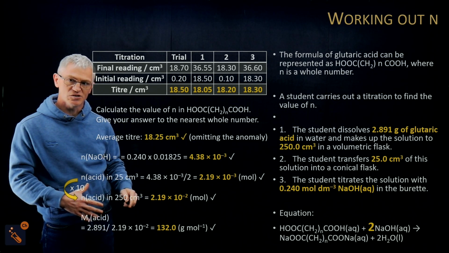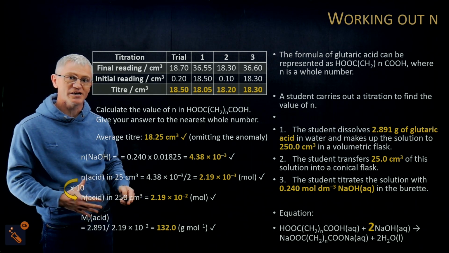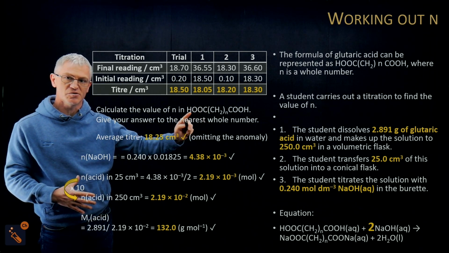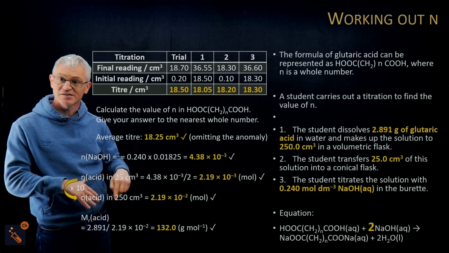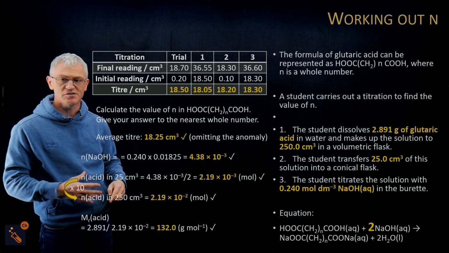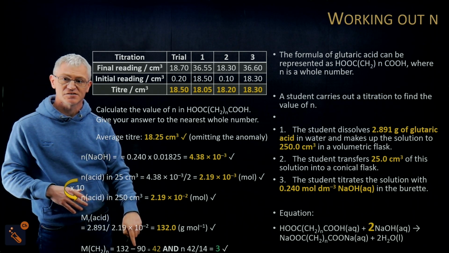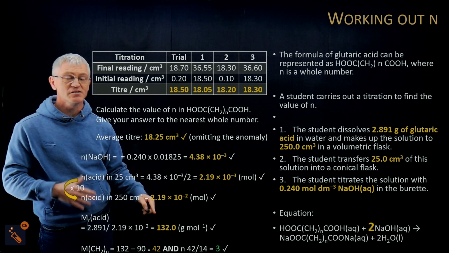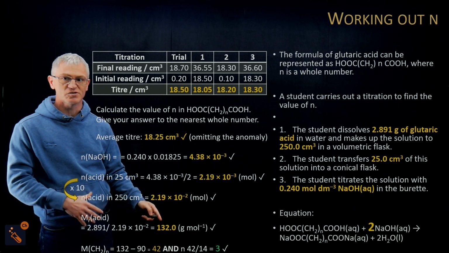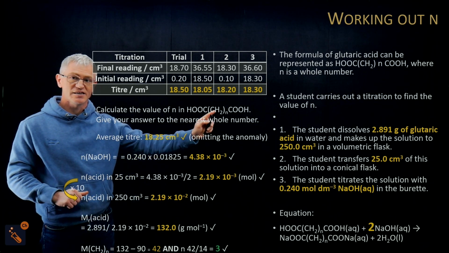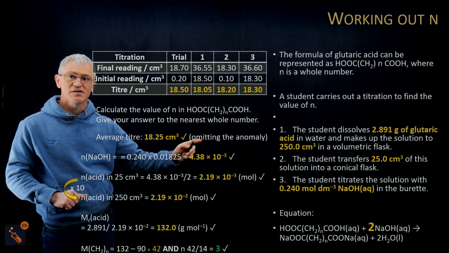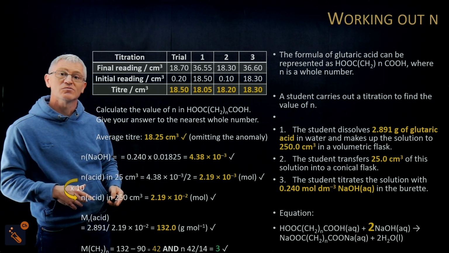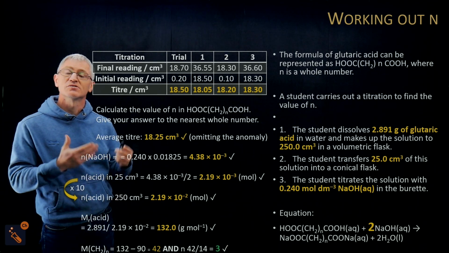Because it's 132, what we can do is a quick calculation. We can take away all of the parts that aren't the CH2, so COOH and COOH, and we can take the mass of those away from 132. That leaves us with 42 left. If we divide 42 by 14, and hopefully you realise why we divide by 14, because 14 is the mass of CH2. So if we divide by 14, we'll find out how many times 14 goes into 42, which is 3. Which means n is equal to 3.